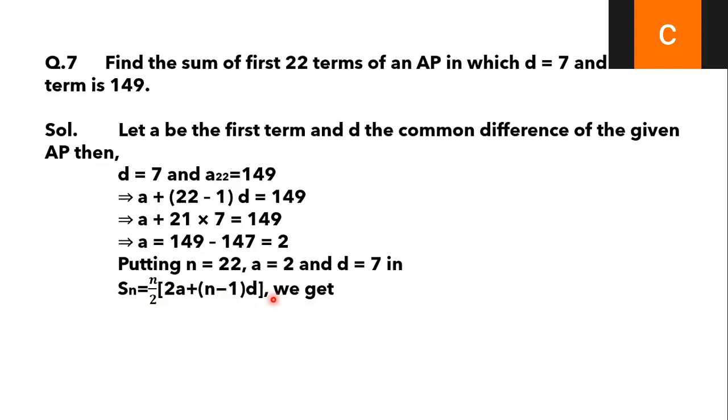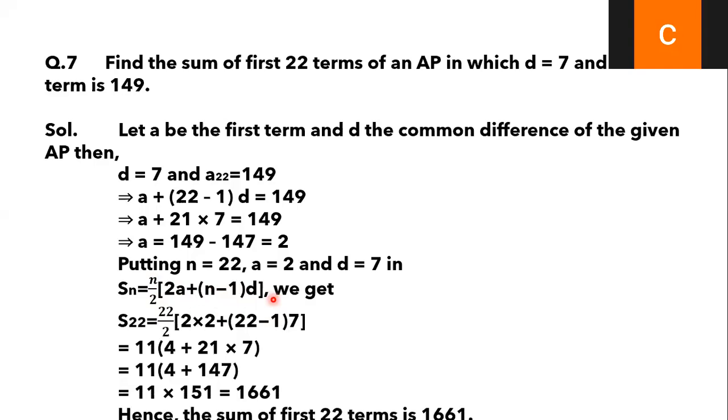22 by 2 is 11. 11 into (4 plus 21 into 7), that is 151. It is 151 into 11, 1661. So the sum of first 22 terms is 1661.